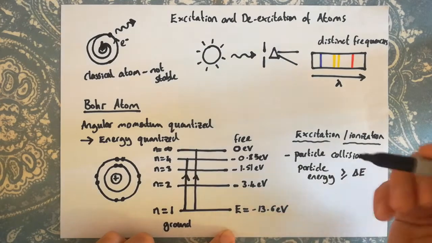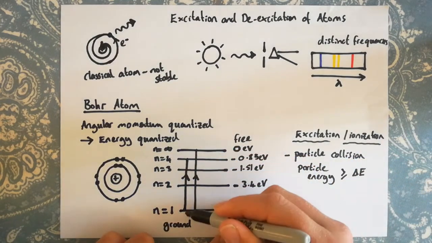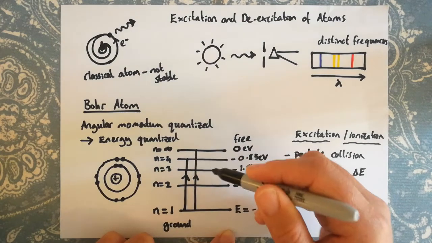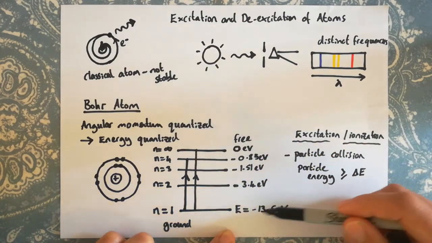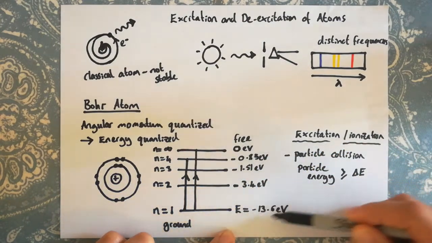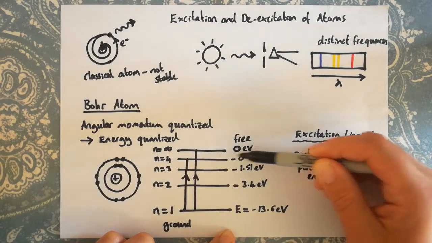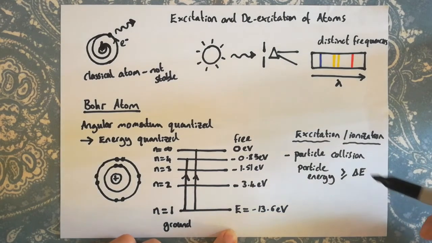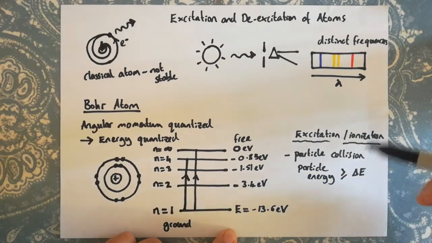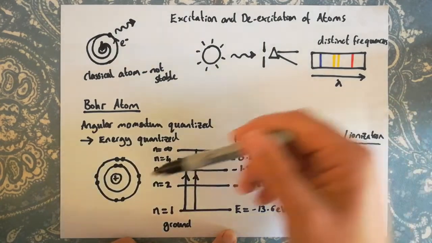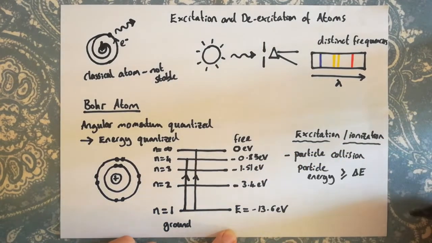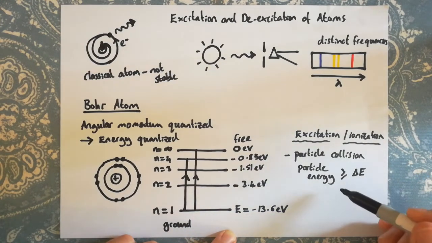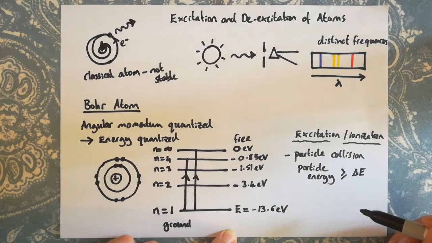So for example, if we were talking about the excitation here from 1 to 4, then delta E would be the difference between minus 13.6 and minus 0.85 electron volts. Okay, so key thing here in a particle collision: an electron comes in, collides with the electron within the atom. We don't need that colliding particle to have an exact amount of energy, we just need it to have a sufficient amount of energy.